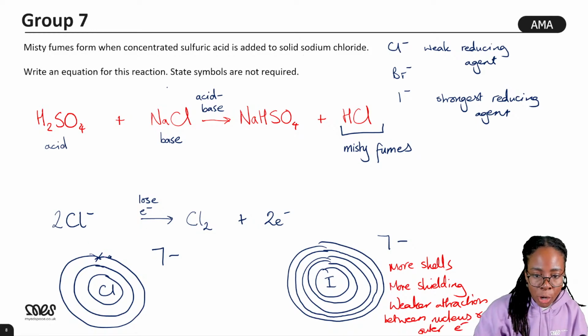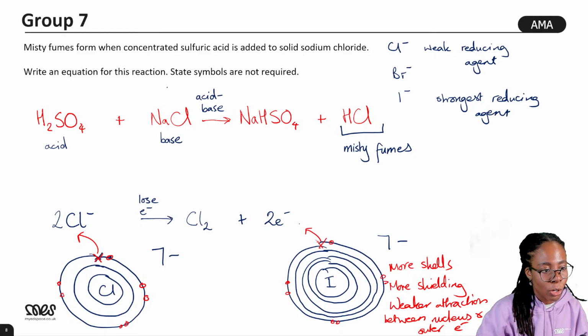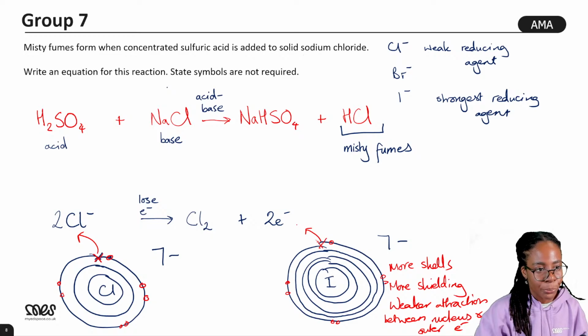So I'll just show the outer electrons. If we look at our chloride ion, it's going to be a lot harder to lose that electron than it will be for iodide, where that outer shell is further from the nucleus. So iodide is the stronger reducing agent.